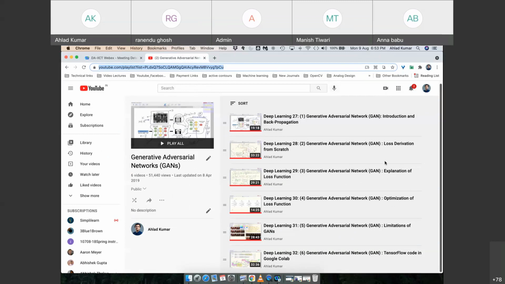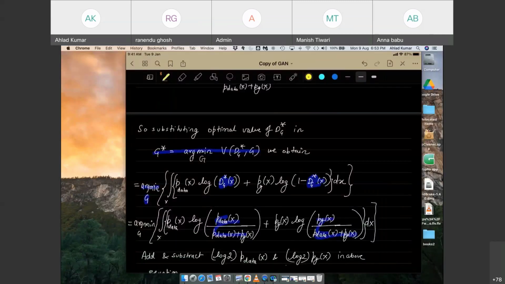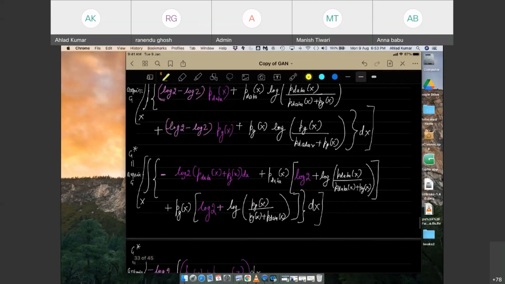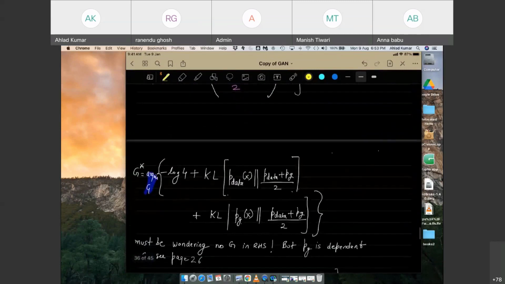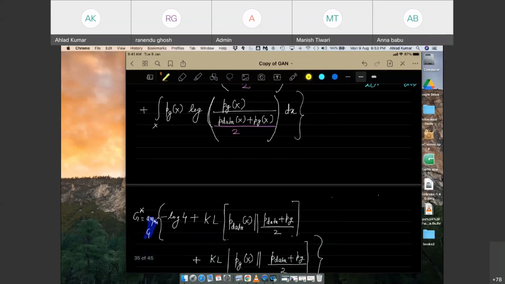So this is the link. You can watch from here and see the details about how this whole derivation is going on. Everything is basically explained in detail, how we are doing all of this. So I don't want to go into the details of this. Once we find the value of the optimal generator, you can see here the optimal generator that you will obtain.